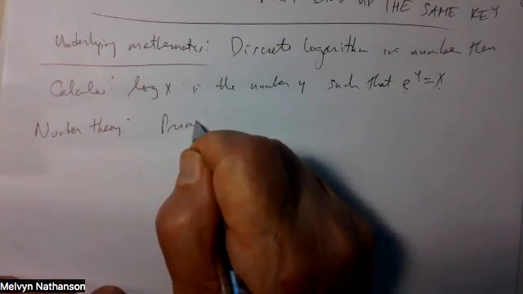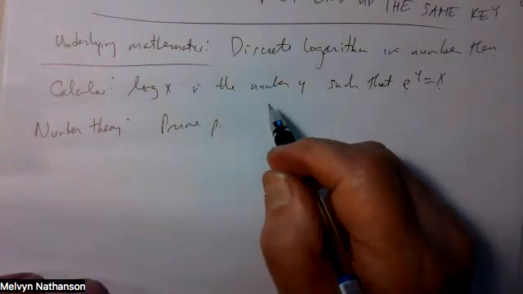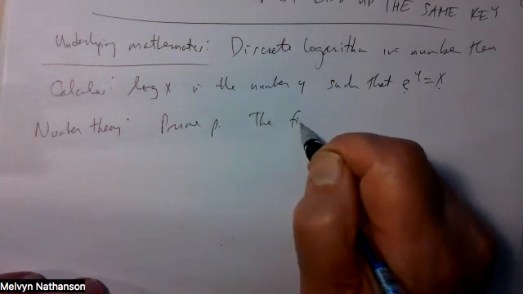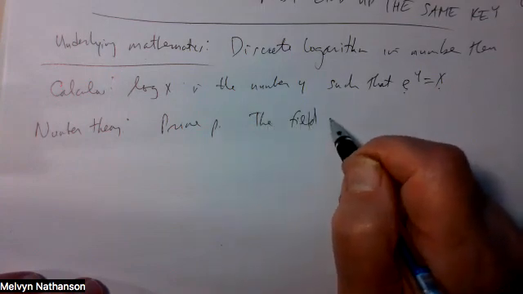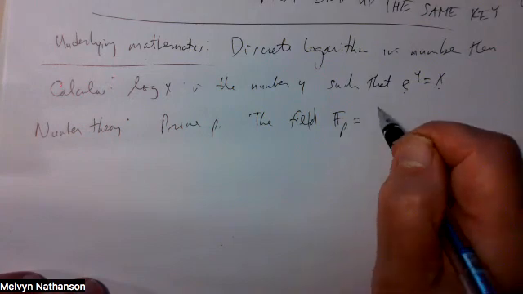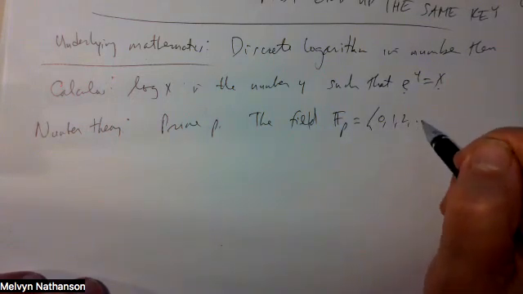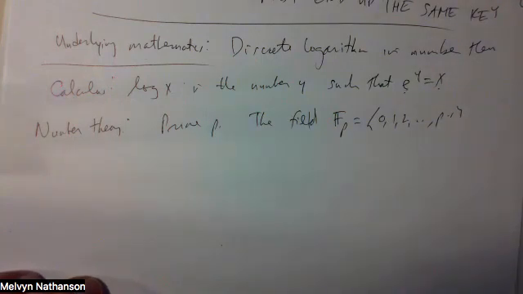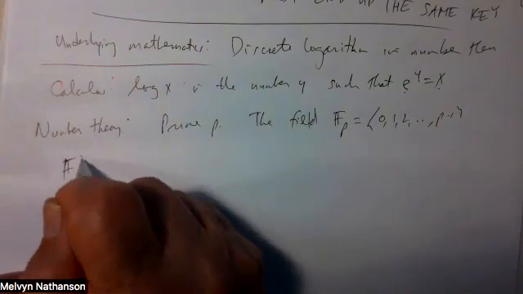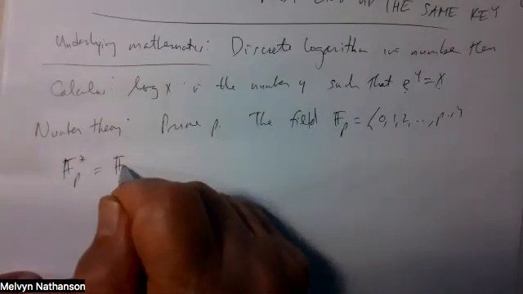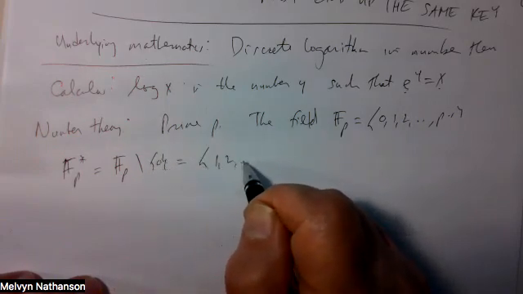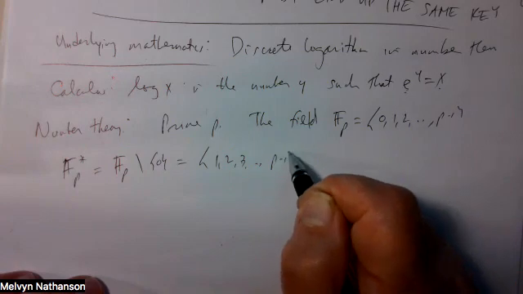Suppose we have a prime p. And then we have the field Fp, which is the numbers 1, 2, 3, up to p minus 1, with addition and multiplication defined modulo p. And Fp star is Fp when you delete the number 0. So it's just the numbers 1, 2, 3, up to p minus 1.